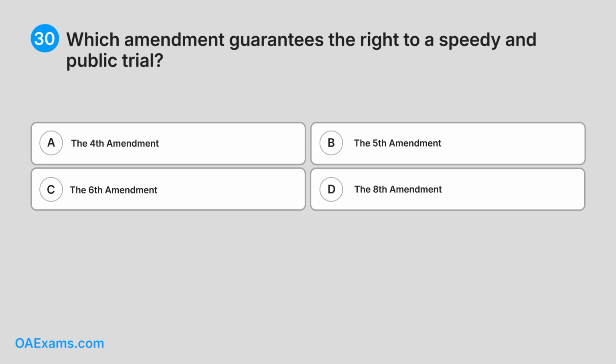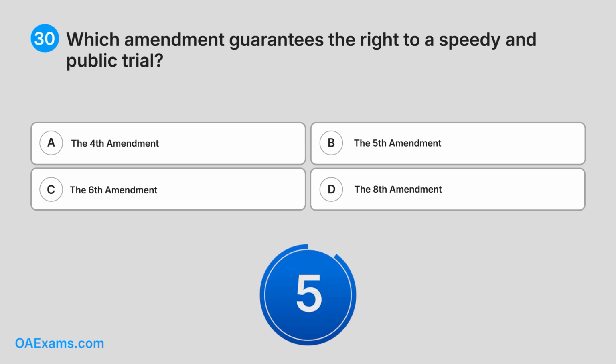30. Which amendment guarantees the right to a speedy and public trial? A. The Fourth Amendment. B. The Fifth Amendment. C. The Sixth Amendment. D. The Eighth Amendment. Can you guess the answer?